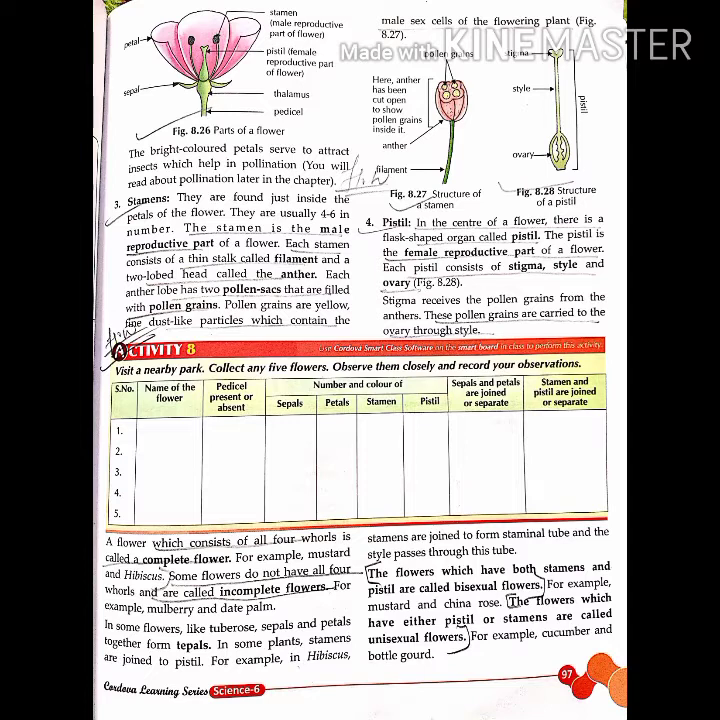Okay, one more topic is there, bisexual flower and unisexual flower. Let me explain. The flowers which have both stamen and pistil are called bisexual. Bi means two. When both sex organs, male and female, the stamen and the pistil, are present in a flower, that type of flower is called a bisexual flower.